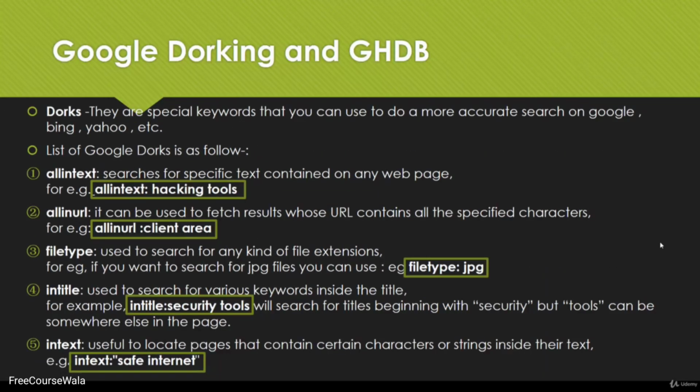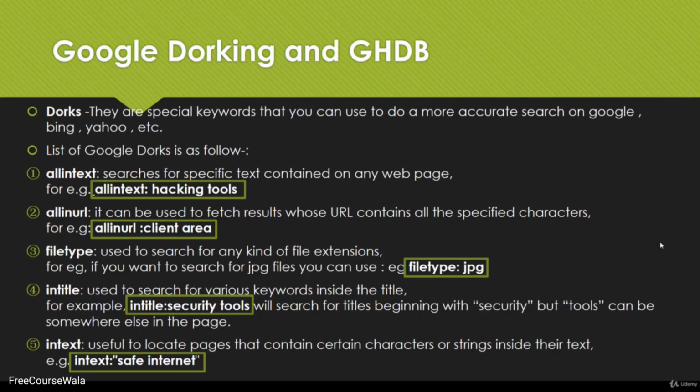Hello friends, welcome to another tutorial of Bug Bounty Hunting program. In this tutorial, we will be talking about what are Google Dorks and what is GHDB. So first, let's talk about dorks. Dorks are basically special keywords that you can use to do a more accurate search on Google. If you type something on Google, lakhs and lakhs of results appear within a spree. So, if you make use of these Google Dorks, your search will become more accurate and precise.